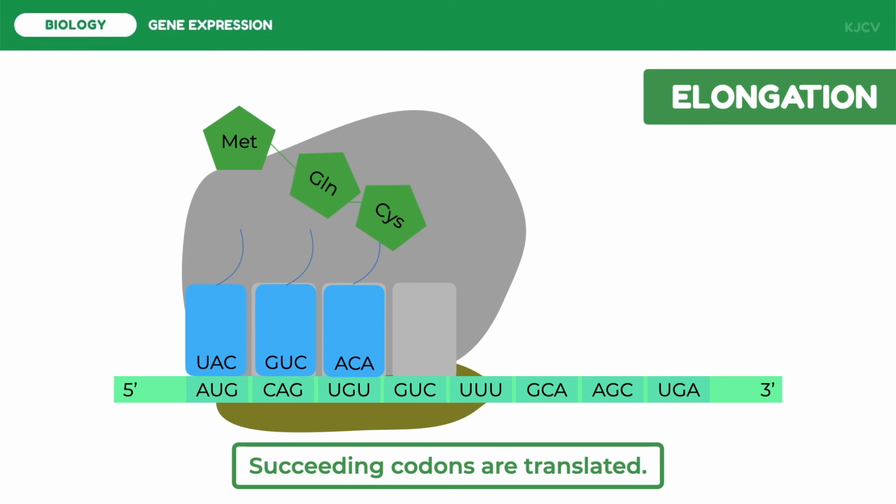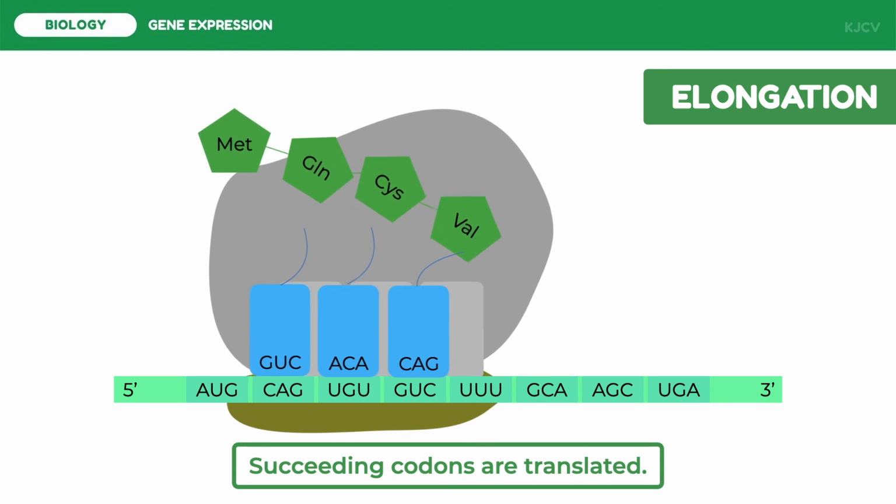The tRNA for AUG will now exit the complex. GUC and ACA anticodons move to the left to accommodate the tRNA for the GUC codon. The tRNA with anticodon CAG brings the amino acid valine. It then connects to cysteine. The tRNA with anticodon GUC now disconnects with glutamine. The same process will continue going to the 3' end.